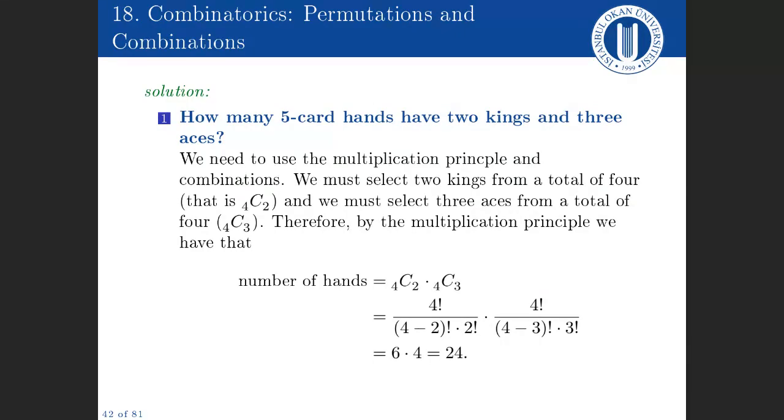Let's do question 1 first of all. This time we're going to need to use the multiplication principle and combinations. In our 5 cards, we need to have 2 kings. In total, there's 4 kings: king of hearts, king of clubs, king of diamonds, and king of spades. And from these four kings, we're going to be choosing two. How many different ways are there of choosing two from four, if the order doesn't matter? 4C2.